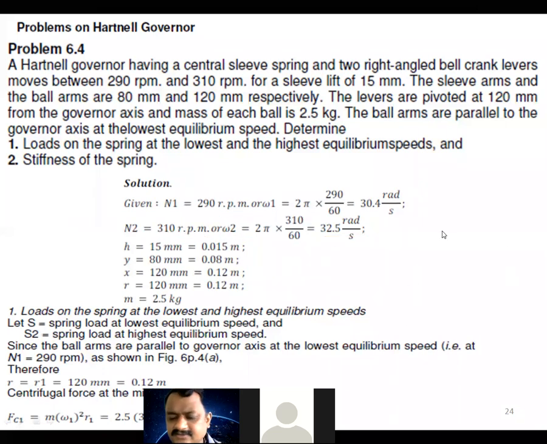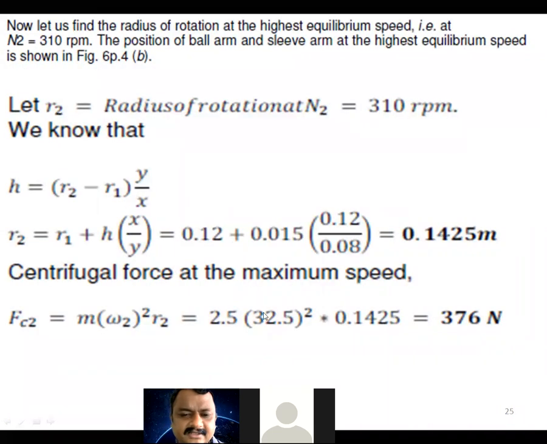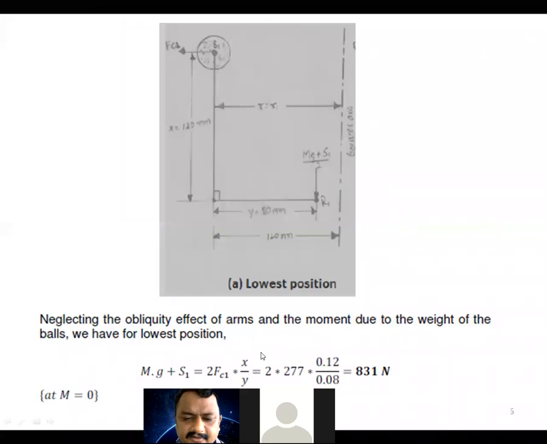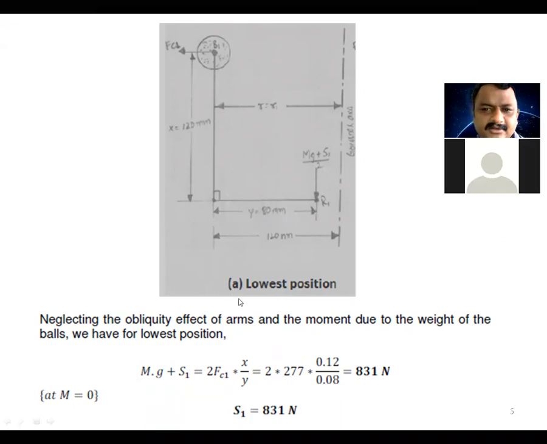So making use of this data, I will find out the value of Fc2, that is centrifugal force at that instant. What is the centrifugal force at that instant? M is 2.5 kg, omega 2 is 32.5, and radius of rotation we have just calculated, that is 0.1425, and that is equal to 376 Newton. This is centrifugal force at maximum radius of rotation. So when I say this, I have to move to the next step, that is at a minimum position I have to form the relation at a minimum position. At a minimum position, what is it?